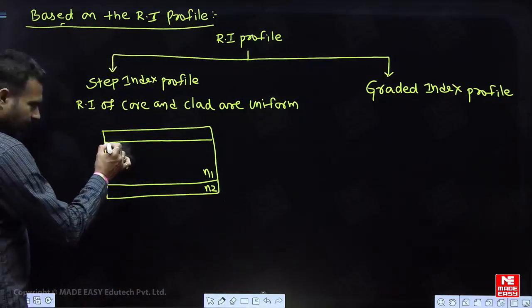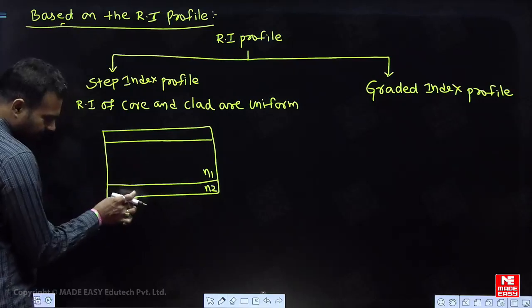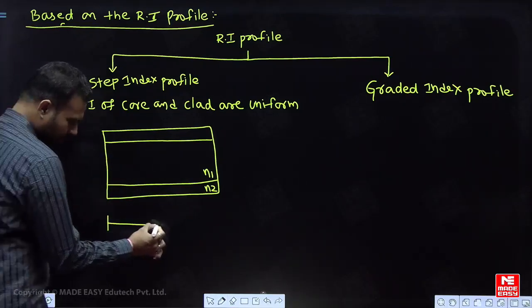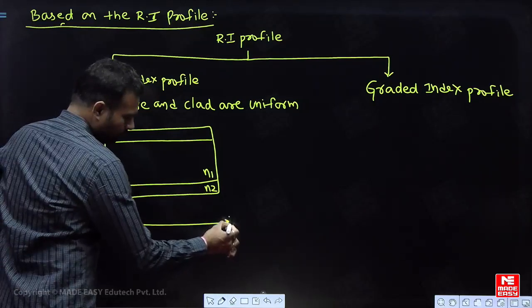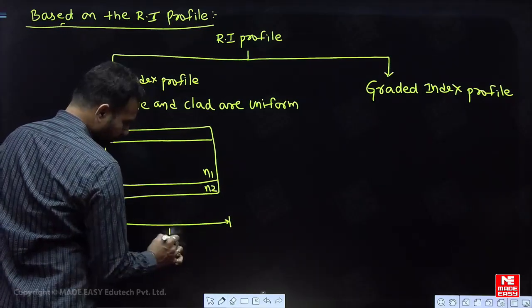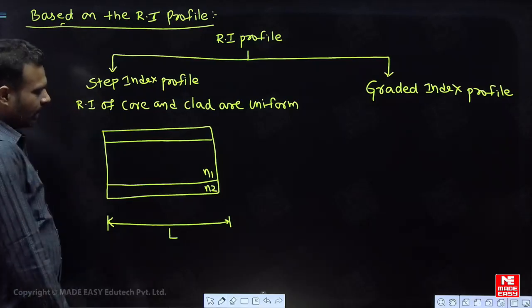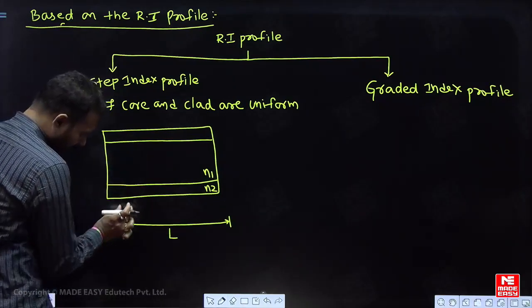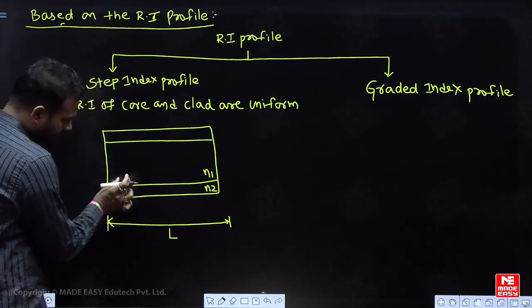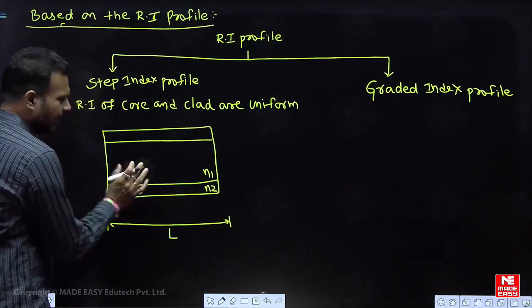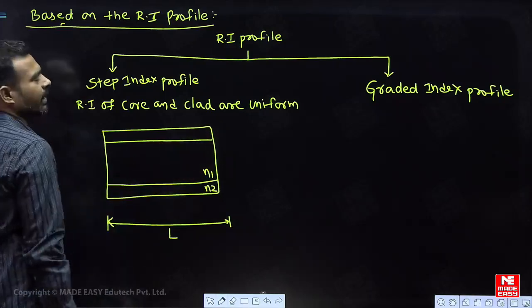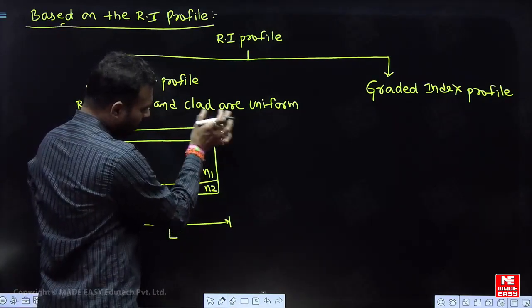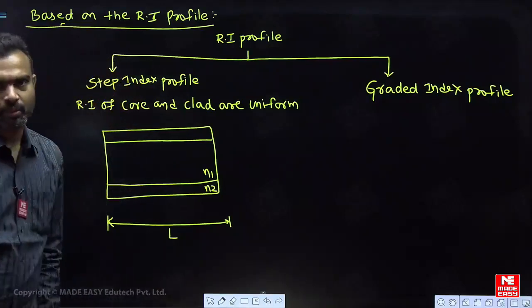So the entire material at any instant, if you see a small piece delta L of the length L of the fiber, throughout the length of the fiber it is uniform. The refractive index is uniform here, the same N1 throughout. Here it is equal to N2, and outside is air, whose refractive index is 1, common.